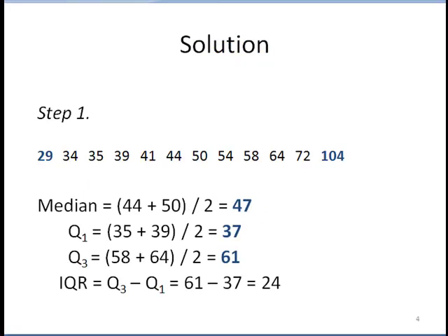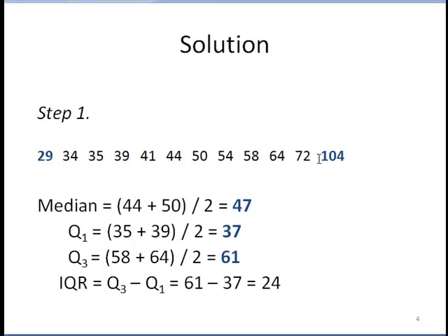The first step in constructing a box plot is to find the 5-number summary for the data. To this end, we sort the data. We find the median by averaging the 6th and 7th observation. And then we go on to find both quartiles, Q1 and Q3. So the 5-number summary is 27, followed by 37, followed by 47, 61, and 104.